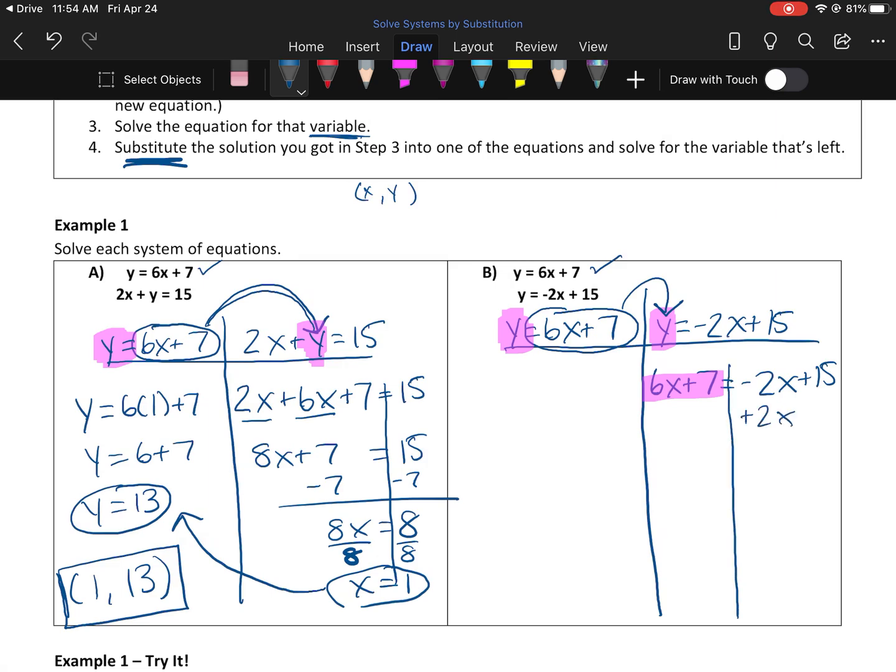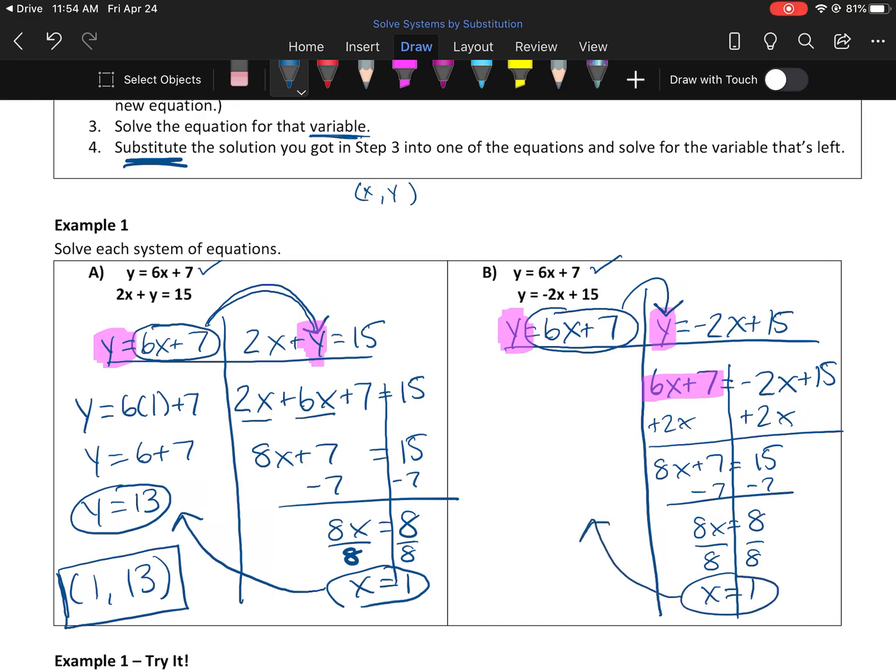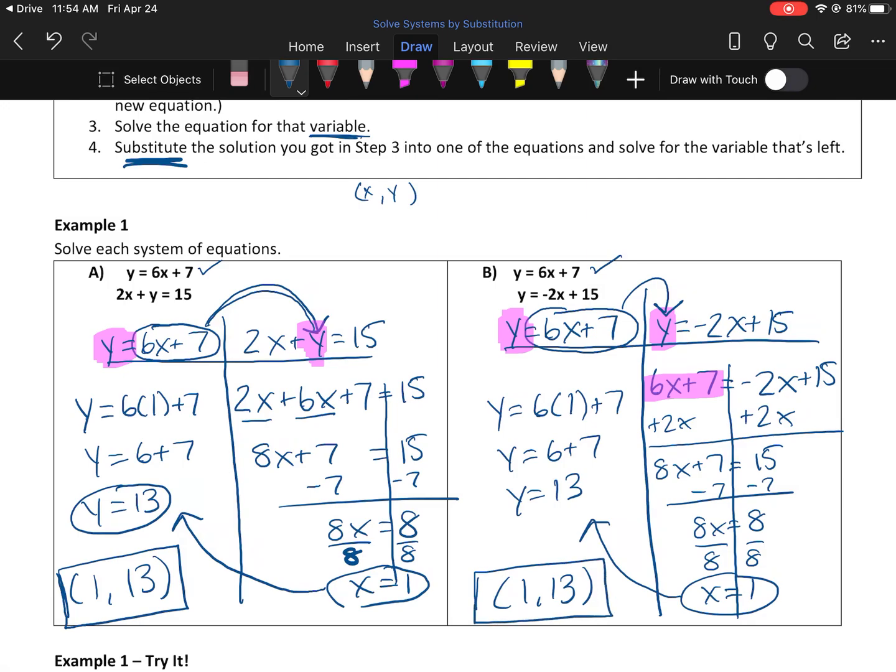So I'm going to move my 2x over to combine those first. 8x plus 7 equals 15. Minus 7 minus 7. 8x equals 8. Divide by 8, divide by 8. X is equal to 1. Substitute back in, because our whole goal is to find that ordered pair. Turns out I gave you guys just a different form of the same equations, but at least you got to see a refresher of how to solve with variables on both sides.